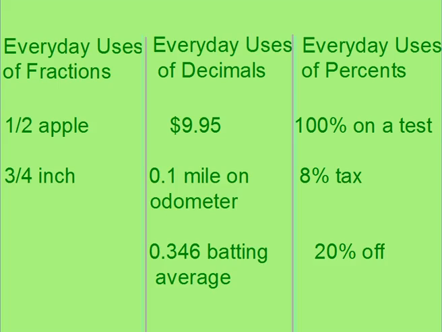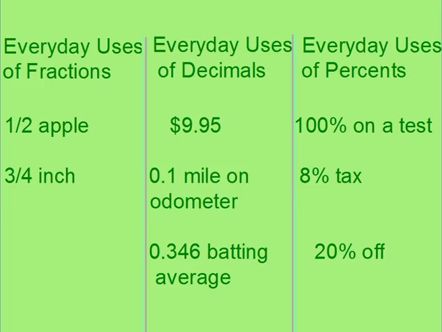So first let's think about, when do we use decimals, percentages, and fractions? We have a lot of places we use them. I have like half an apple, 3/4 of an inch. If we're measuring anything, a lot of it comes into fractions. Decimals, money comes to mind right off the bat, $9.95. On your odometer in the car, you maybe went 1/10 of a mile. Batting averages, scores when you're doing gymnastics.